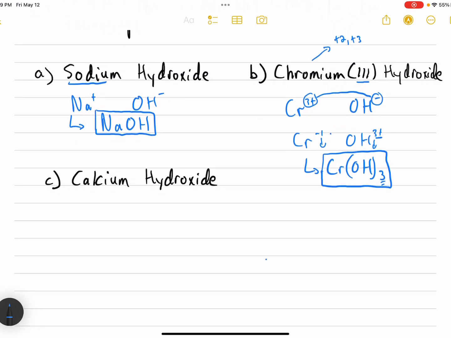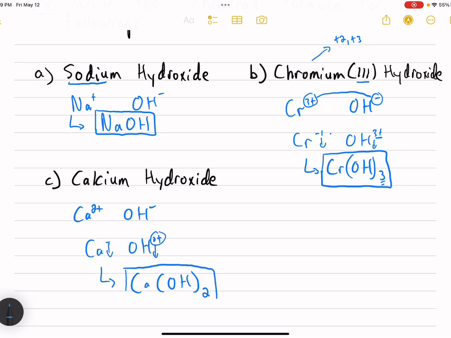Lastly, calcium hydroxide. Calcium has a charge of 2+, and of course hydroxide has a charge of -1. When they swap and drop, your calcium gets the 1, your hydroxide 2. We're going to drop them and then remove the signs. And because your hydroxide is receiving something that is greater than 1, in this case a 2, we're going to put it in brackets and put the number outside the brackets.